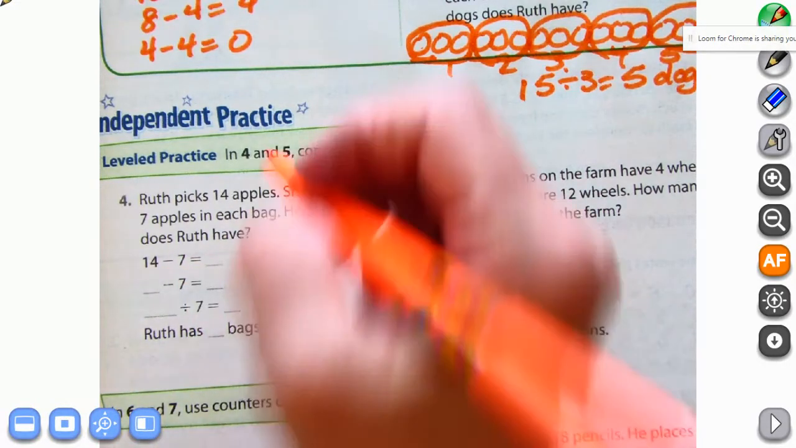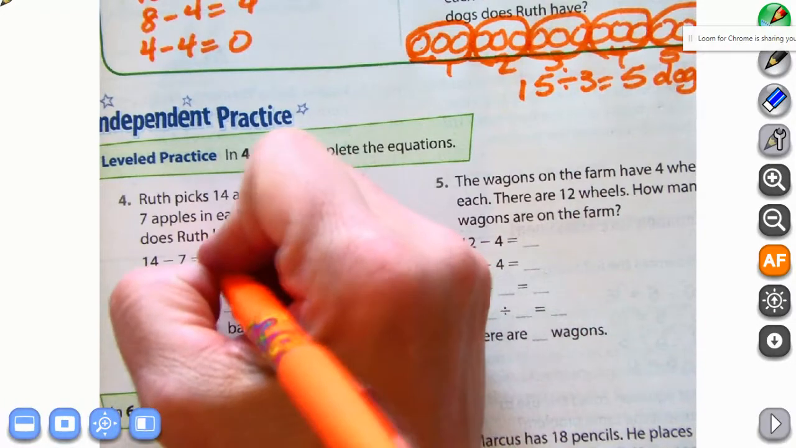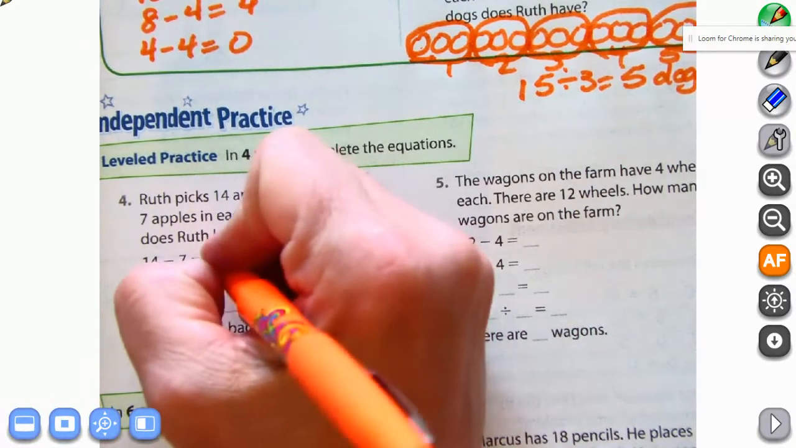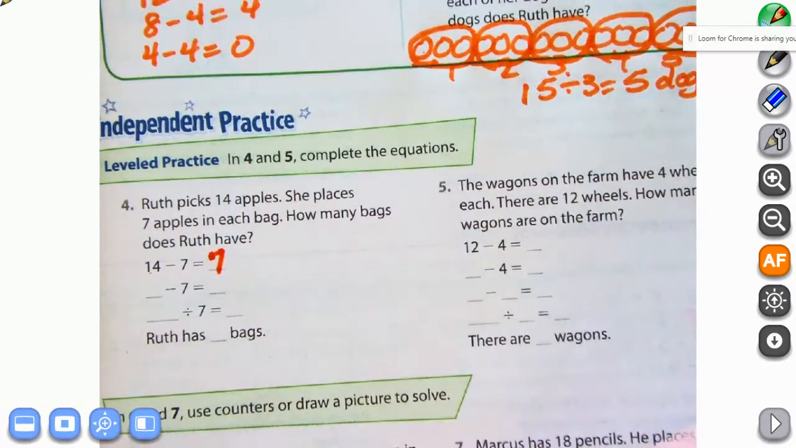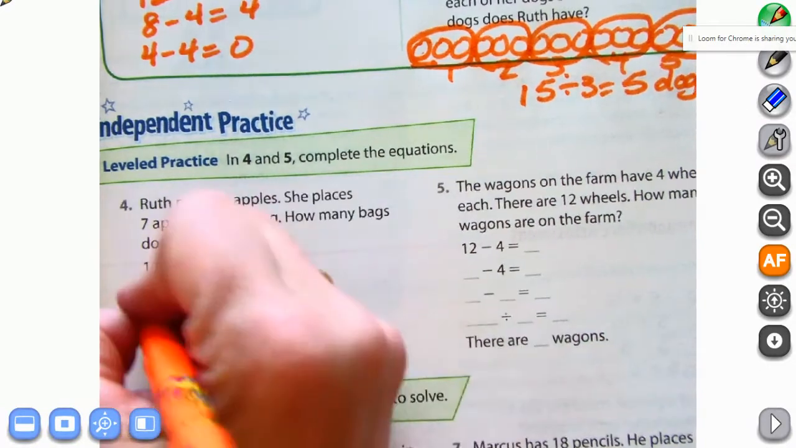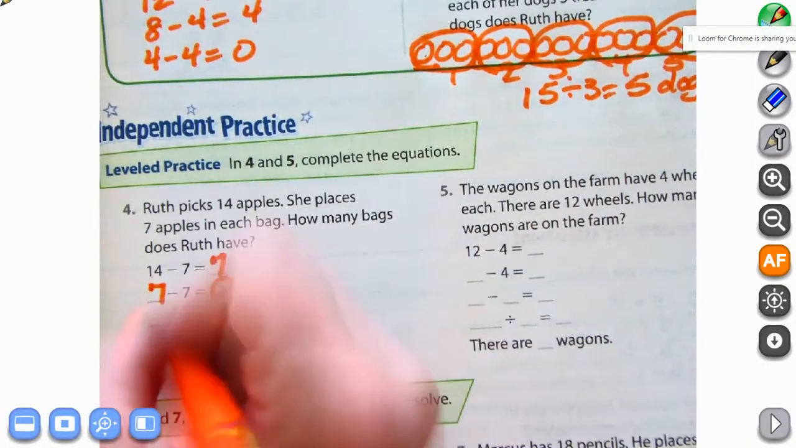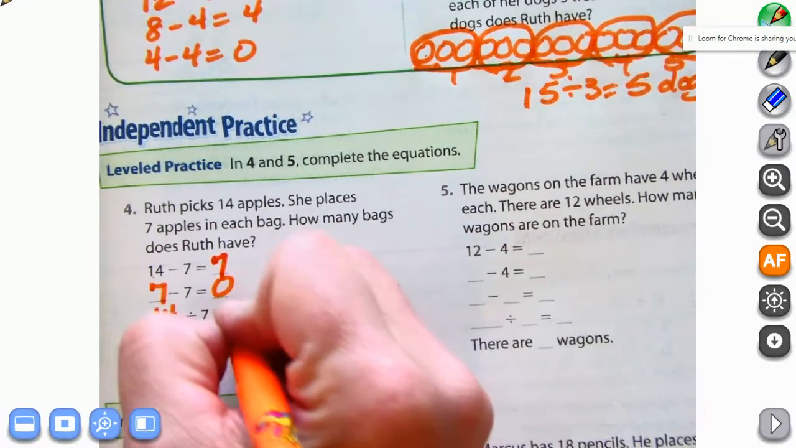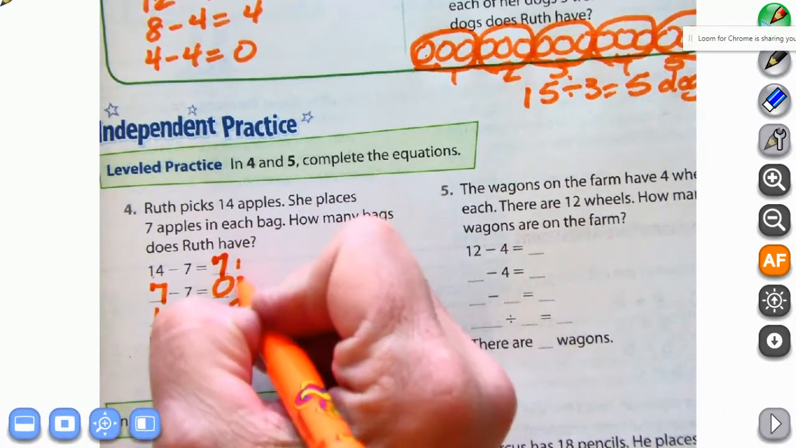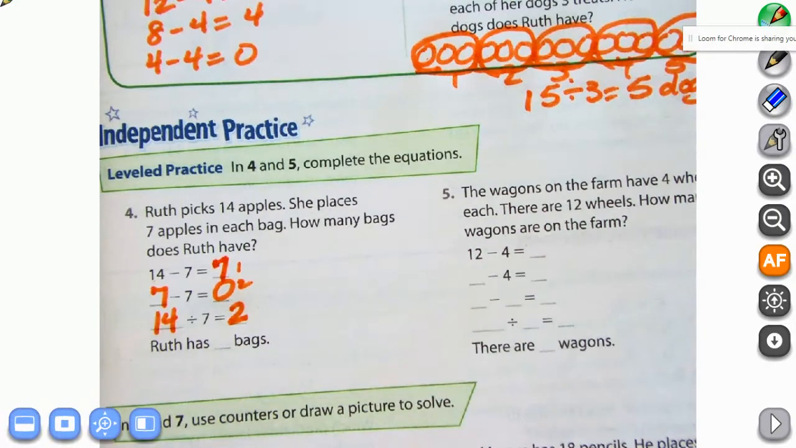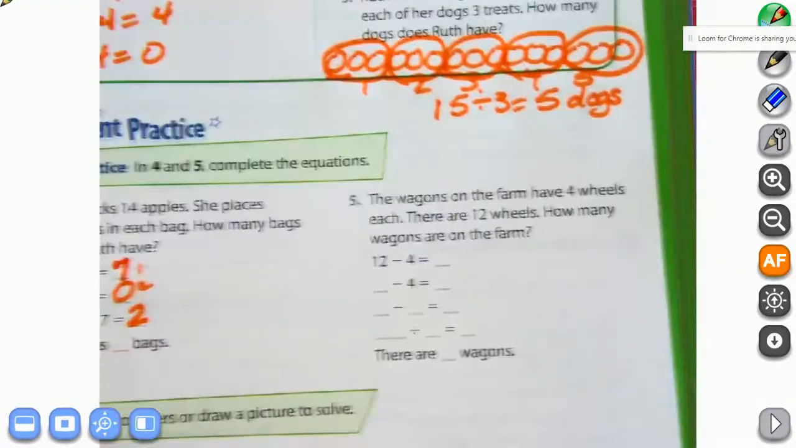So first we subtract 14 minus 7. Well, 7 plus 7 makes 14. So if I take away 7, I'll be back at 7. And then 7 minus 7 is 0. So 14 divided by 7, you can only do it 2 times. 1, 2. Okay, pause if you need to.